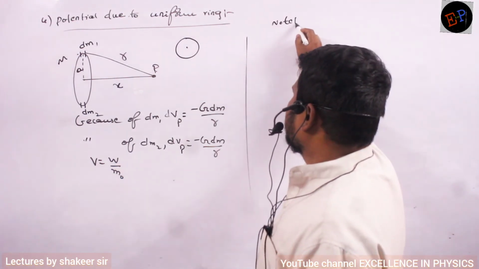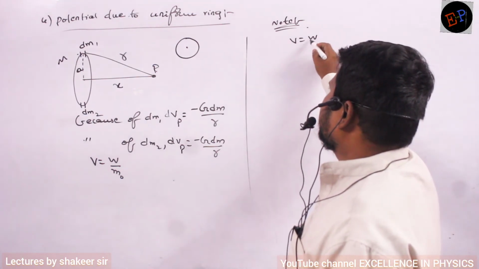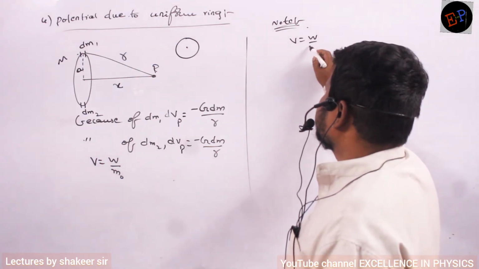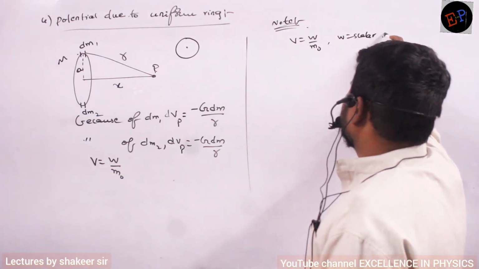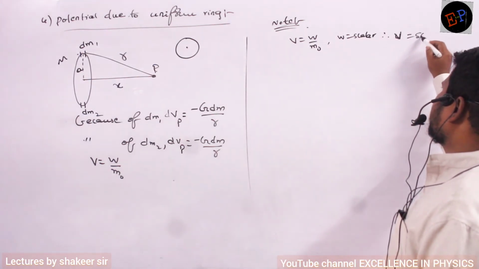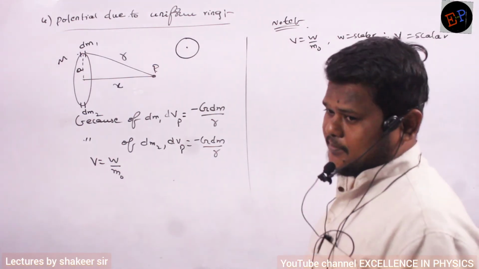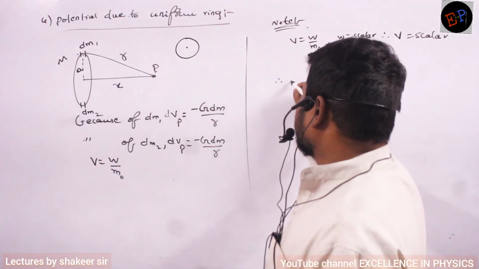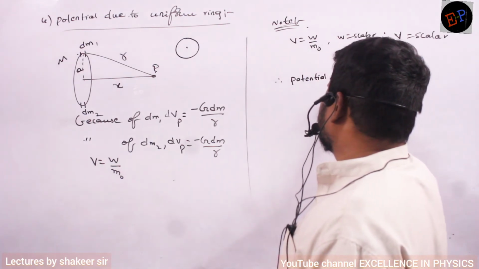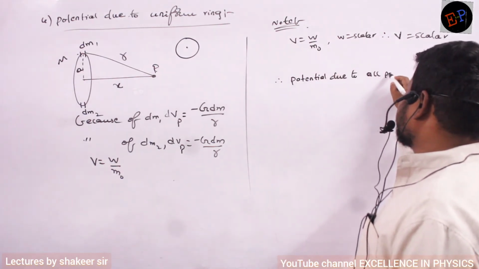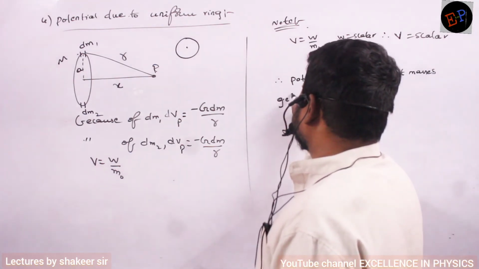Note point is that, before only I should have said you, but I forgot, so write down. Potential is nothing but work done per unit mass. Clear? And work done is a scalar. Therefore, potential is also a scalar. Potential is also a scalar quantity. Understood? Therefore, potential due to all point masses gets added up.